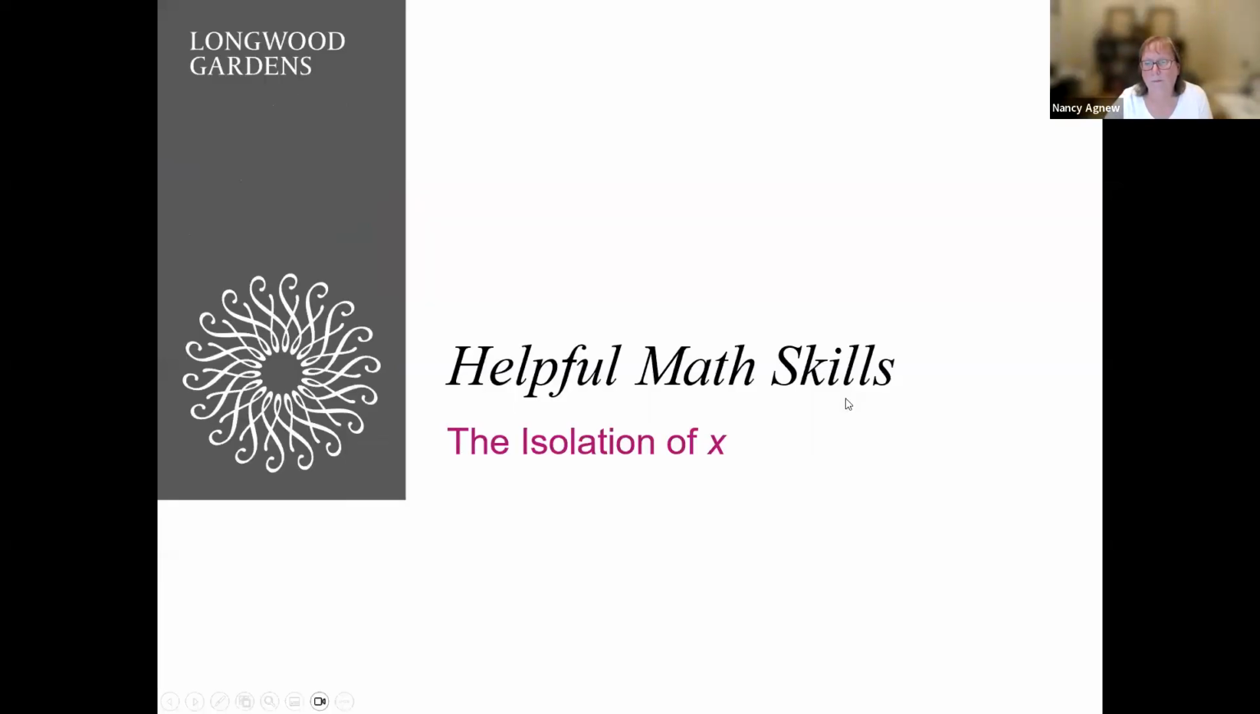Let's go ahead. Okay, so for helpful math skills, one of the most essential math skills, it's actually helpful for everyday life, is the isolation of X. So we're going to talk about that a little bit. And then we're going to talk about proportions, and we use isolation of X when we're solving an unknown in a proportion. So let's go through that.